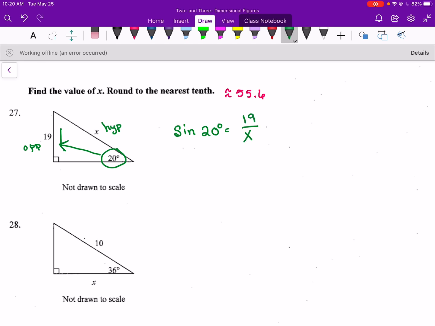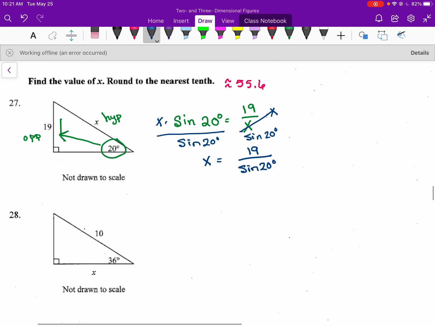Then once you have that trig function written, that equation, we want to solve for x. So let's multiply both sides by x. So we have x sine 20 equals 19. We need to get rid of that sine of 20, so divide both sides by the sine of 20 degrees. And we have x equals 19 divided by sine of 20 degrees. And if you type that into your calculator, you will get 55.6.